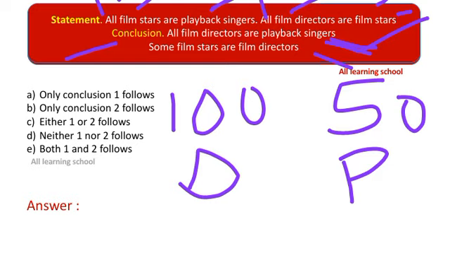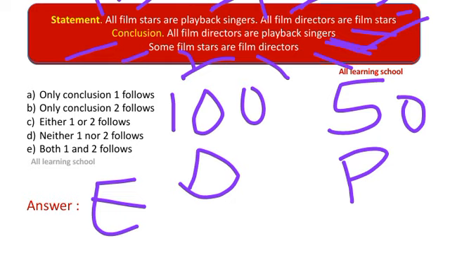Now look at our second conclusion. Some film stars, some; assign them a value of 50-50 to both. Here film star has expense of 50 and its income is also 50, so it is correct. Now film director has expense of 50 and its income is 100. Expense is less than income, so it is also correct. So both of these conclusions are correct. Both of these conclusions are correct, so it is the correct option.